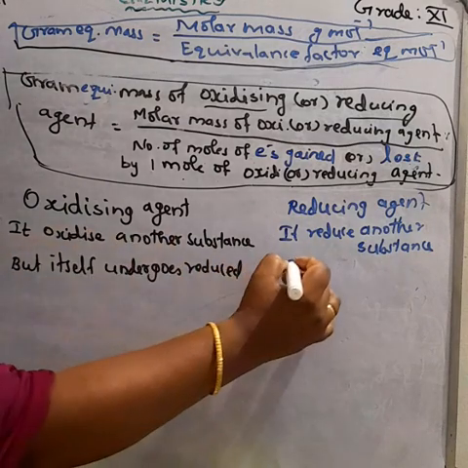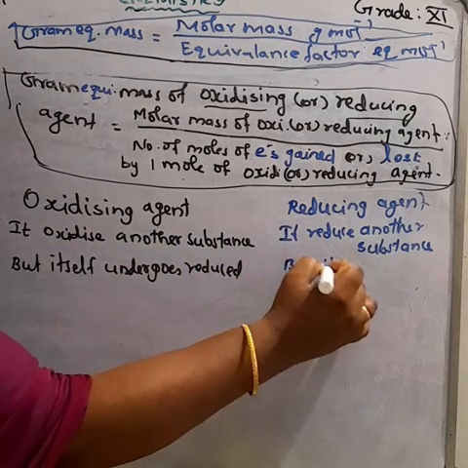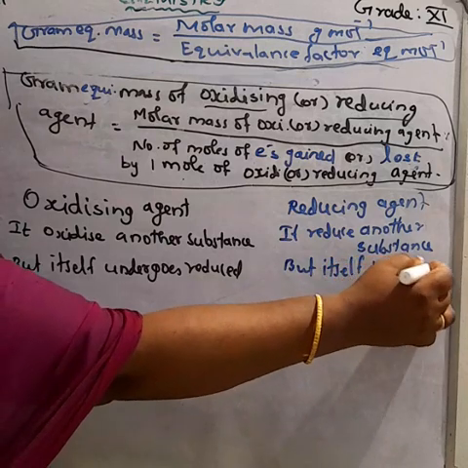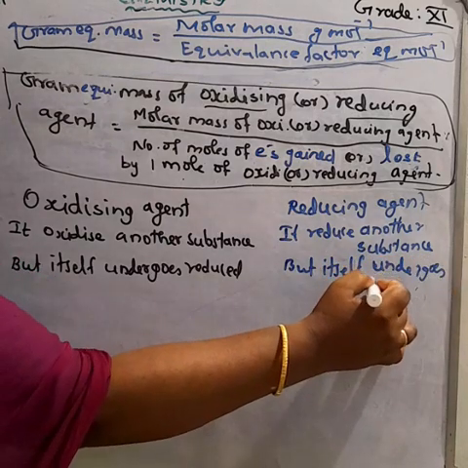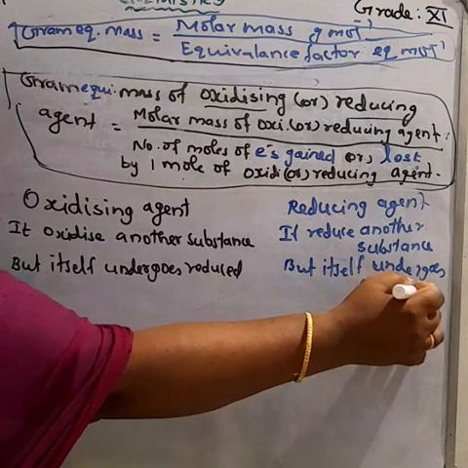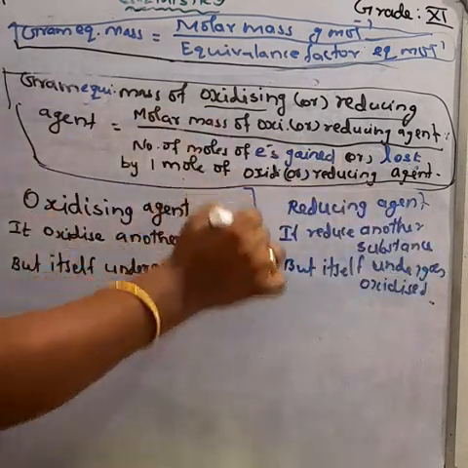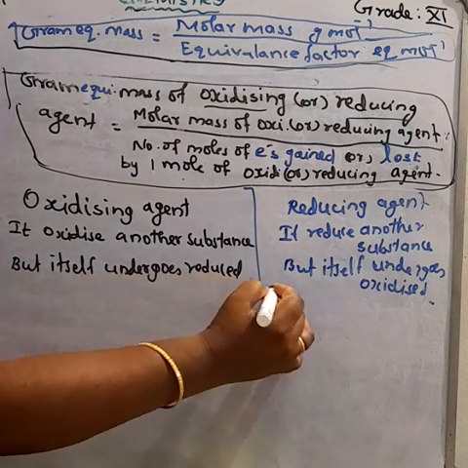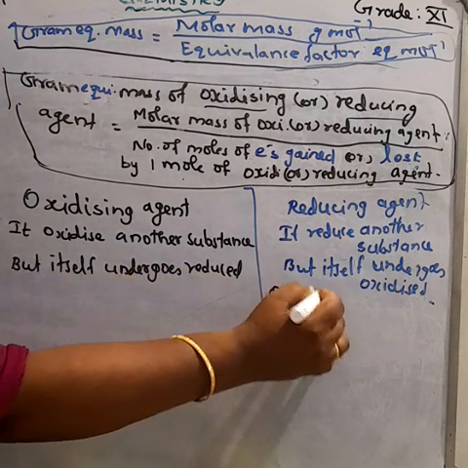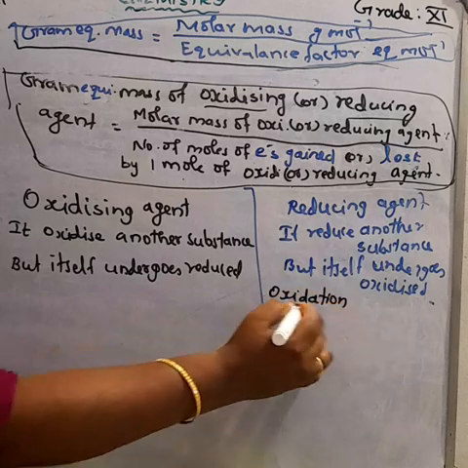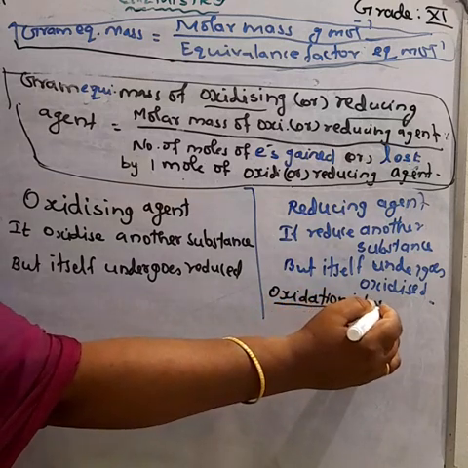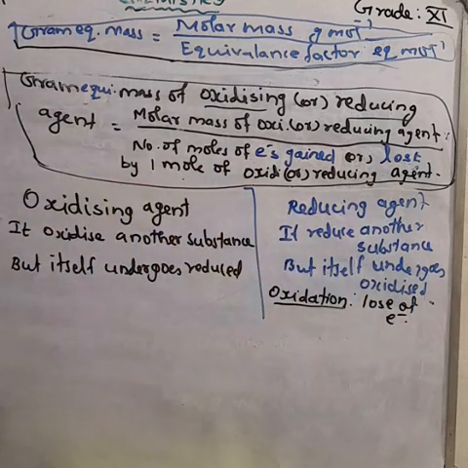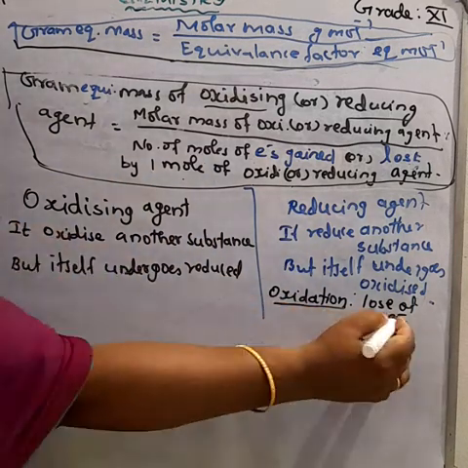Okay, what do you mean by oxidation? What do you mean by reduction? Very, very important, everyone please take notes. In your lower classes you studied this. Oxidation means loss of electrons. Reduction means gain of electrons.